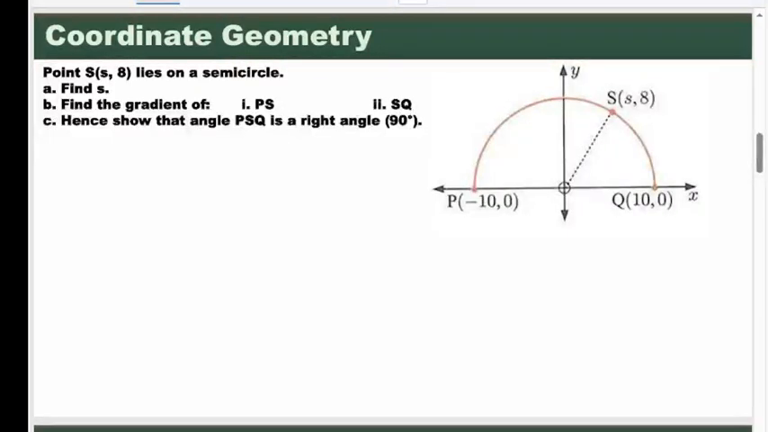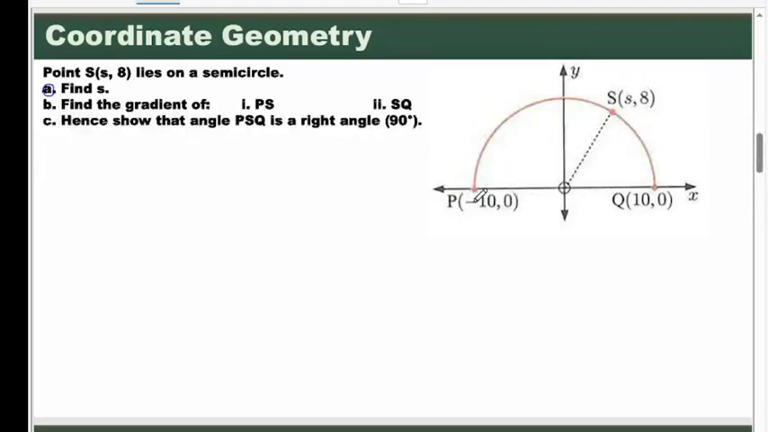Here it says point S, coordinate of S is (s, 8), lies on a semicircle. First of all, for part A, I have to find the coordinate of S. So here this s is from the x-axis, so I have to find this s.